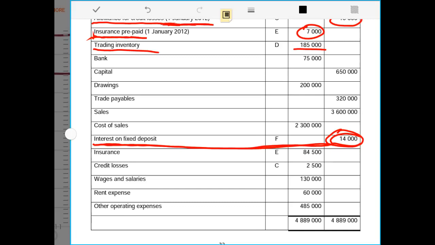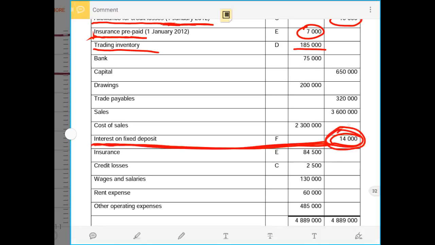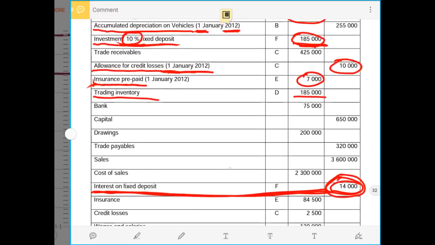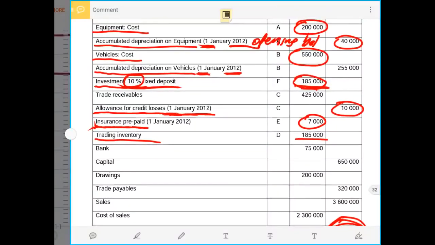And remember that when you see incomes and expenses in the trial balance, it means the income is the amount that was actually received. And when you see expenses, it means they are expenses that were actually paid. So now in this case we have already received 14,000 rands, which is the interest on the investment, and it is on the credit side of the trial balance, indicating that it is an income.